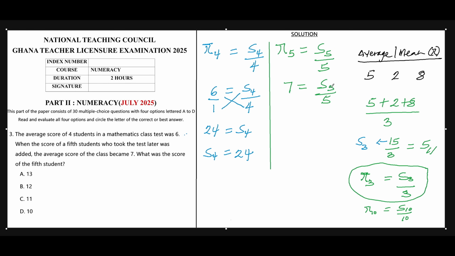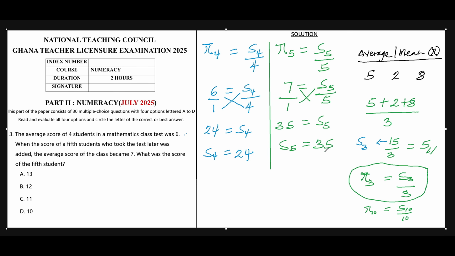So now let's calculate sum of 5. You know that 7 can be written as 7 on 1. We cross multiply. 7 multiplied by 5, we have 35. And then 1 times sum of 5, we have sum of 5. So sum of 5 is giving us 35. What is the meaning of sum of 5? It means that this time when we add the individual scores of the 5 students, we are going to get a total of 35. When they were 4, the total score was 24. Now that they are 5, the total score is 35.